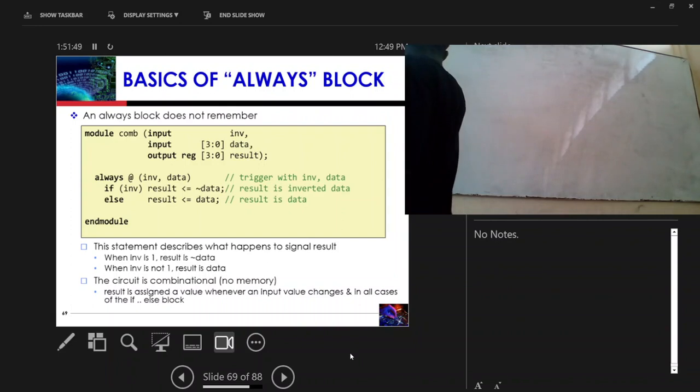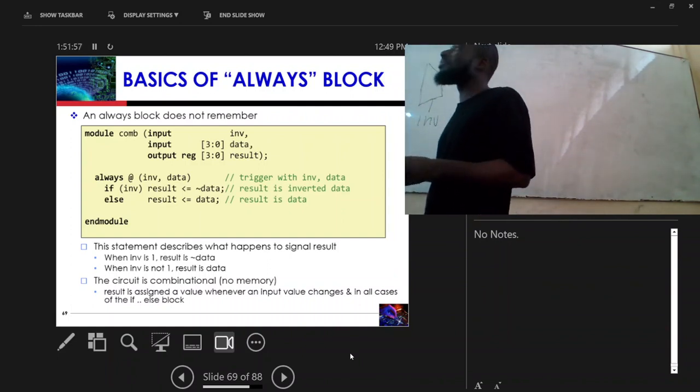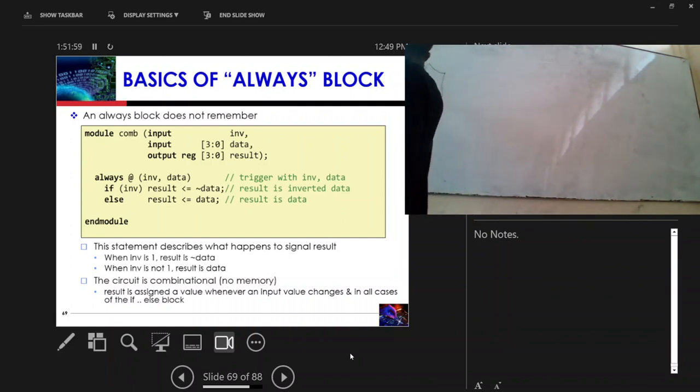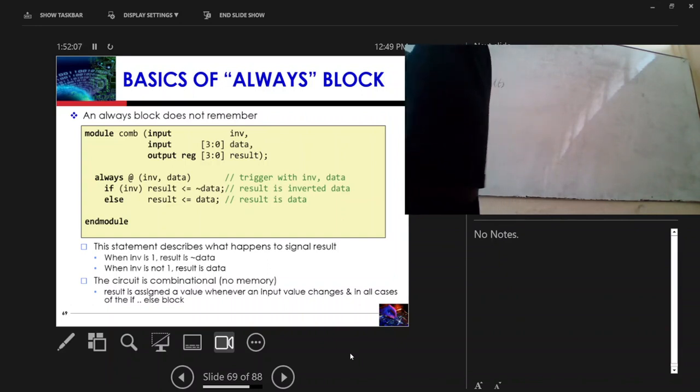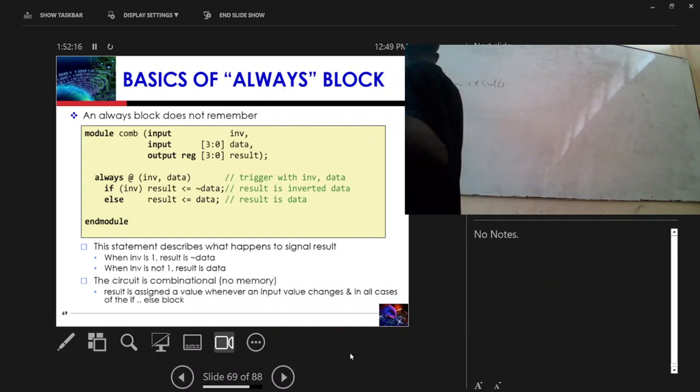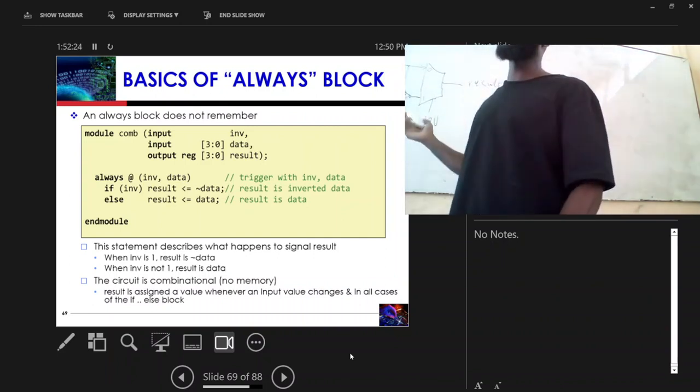So once you see something like this, you can easily draw it, right? Our selector is INV. We have data as our input. We have our output as result. And this is if it is one, and there is a zero base, so we have 0 and 1 here. So if INV is 0, it takes data. If it is 1, have you guys seen it?